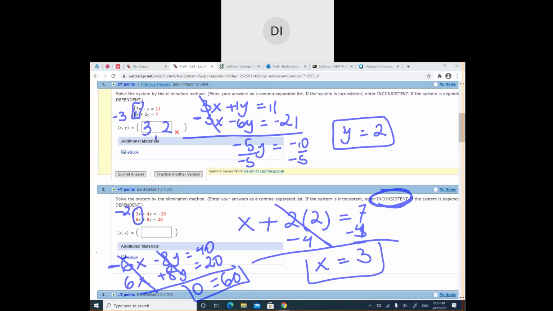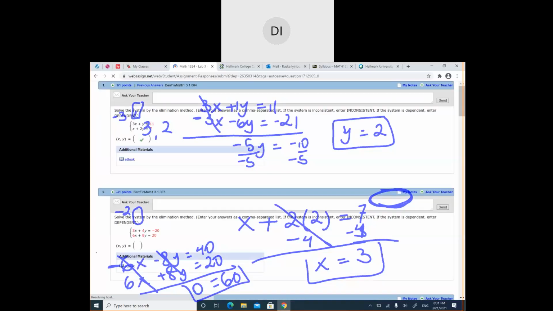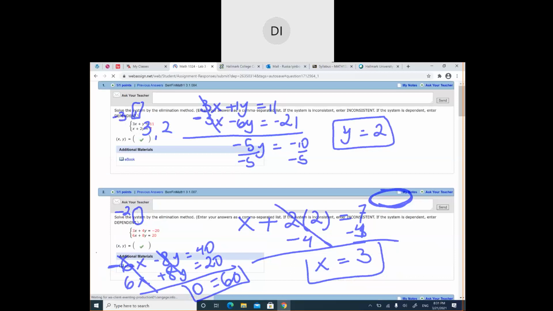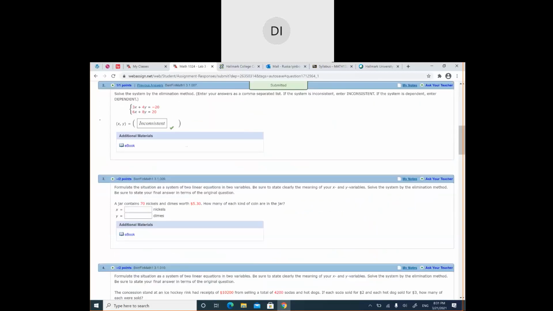Okay, so the first answer here was 3, 2, and I'm going to check that. And then the second answer, we have to type in inconsistent. That was right. Make sure you spell it inconsistent. We have to spell it correctly because if you misspell it, it's going to be wrong. Okay, so that's how you solve the system of equations.